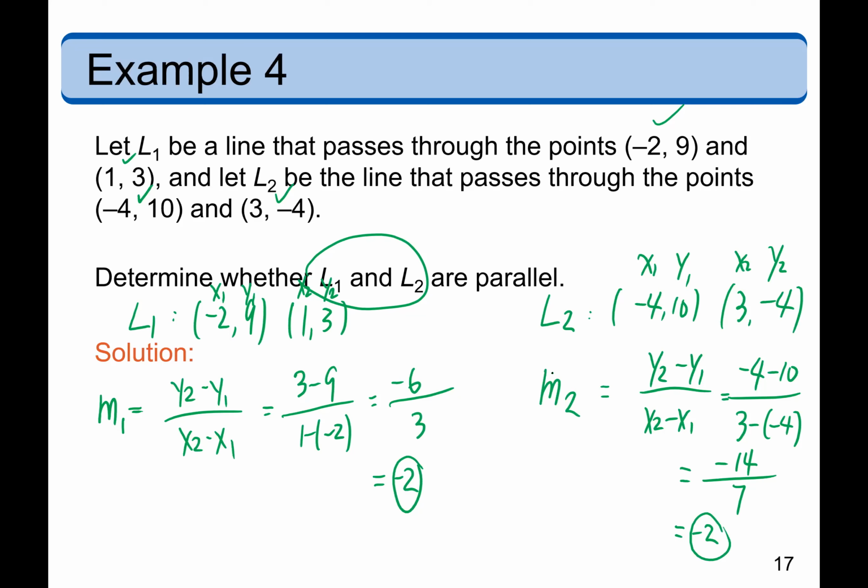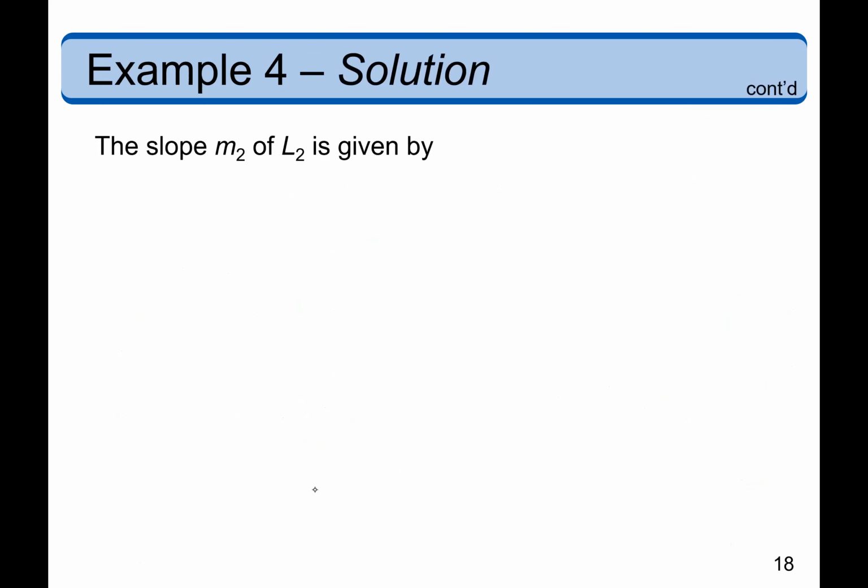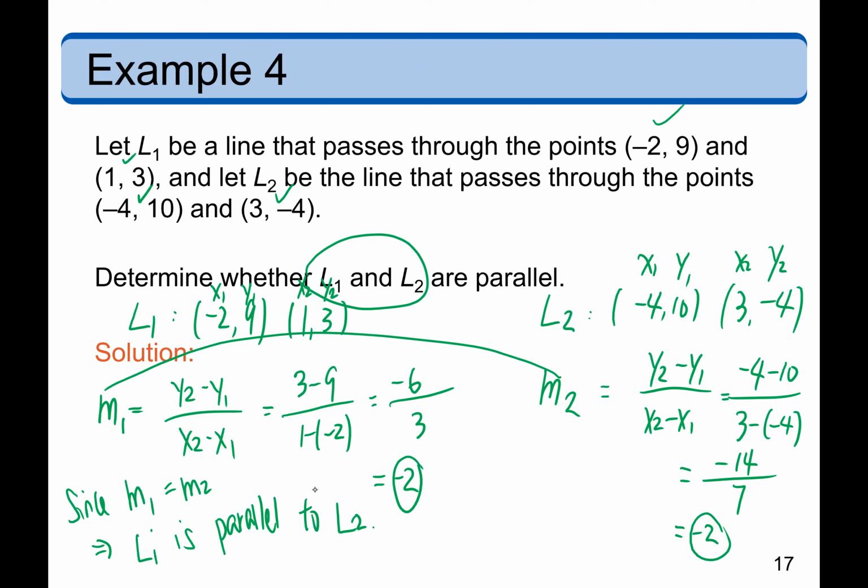Now you compare m1 and m2. Since they are the same, m1 equals m2, that means line L1 is parallel to L2. So using slope, we can quickly check this. If they are not parallel, then the slopes are not equal to each other.